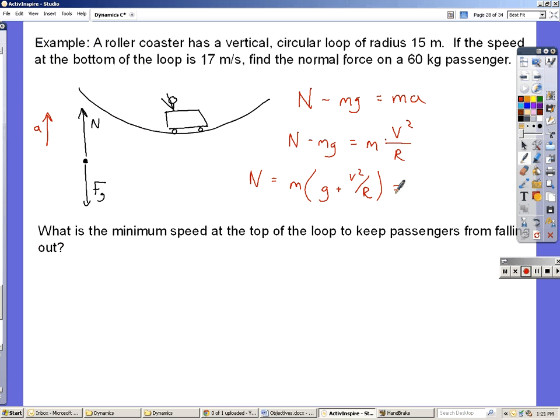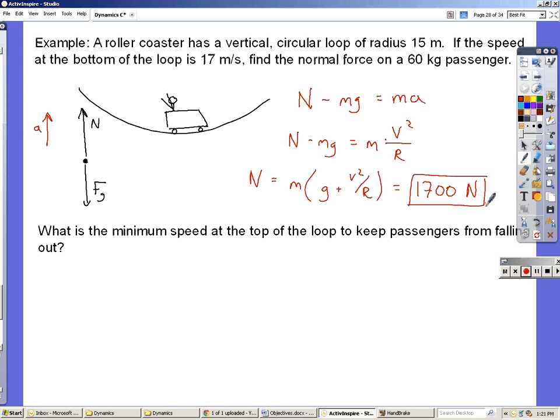we find that the normal force on this person is over 1,700 newtons, which is about 3 times this person's weight. That is a lot. So this roller coaster might actually be dangerous. Notice that the faster you go around this circle, the larger the normal force becomes. The person's weight doesn't change, but the normal force becomes larger, and therefore it's like an elevator. They will feel heavier.